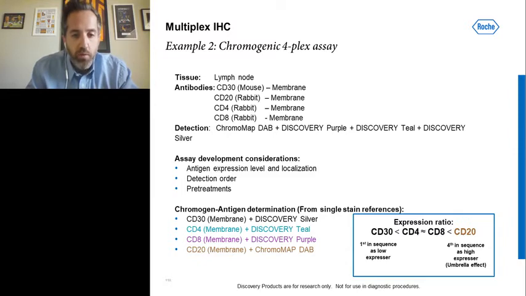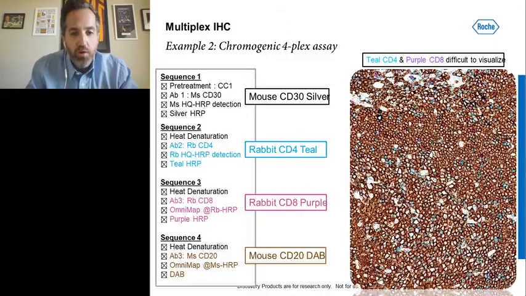And as I mentioned before, we always recommend running the lower expressing marker first, so CD30. CD4 and CD8 should be equivocal in terms of expression ratio. And then CD20 is going to be the high expressor. And here we've created an example where we've actually used DAB as the high expressor, which isn't always advisable, as you can see from the staining image.